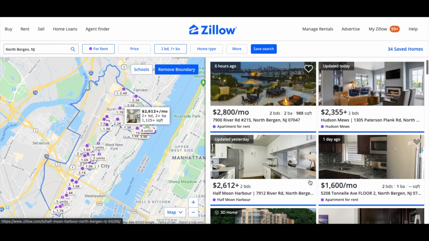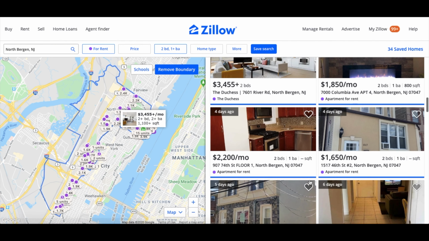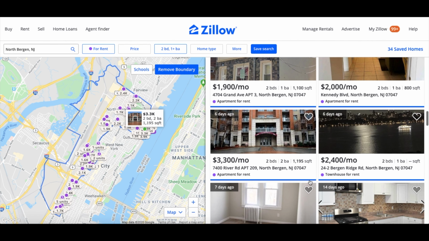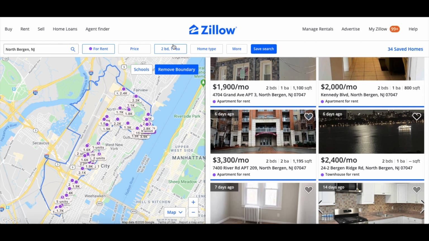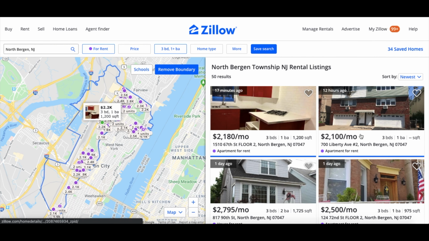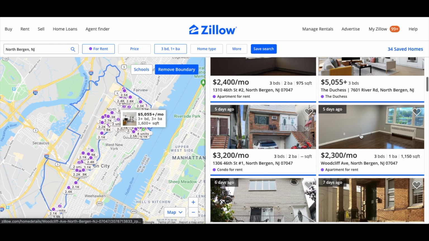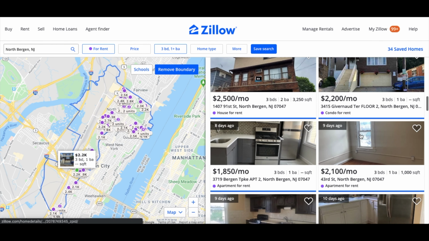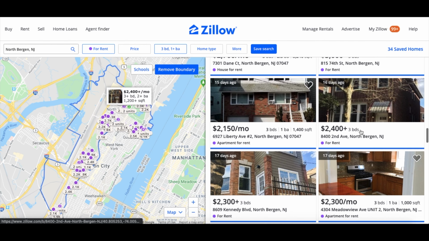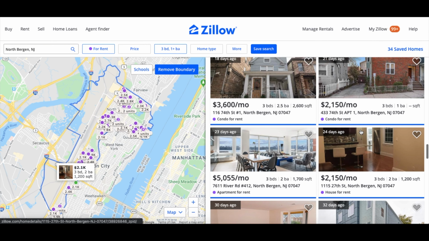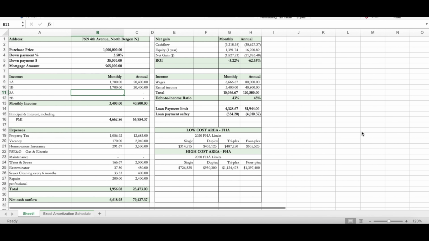So a 2-bed 1-bath in North Bergen rents out typically for about $1,700 on a very conservative side, and I want to make these numbers conservative because I want to leave myself room for any unexpected expenses that might come up. So the first 2, $1,700, and then let's look at 3-bed 1-bath. In this area, typically on average, I would say rents out for about $2,200 conservatively on average based on Zillow search.